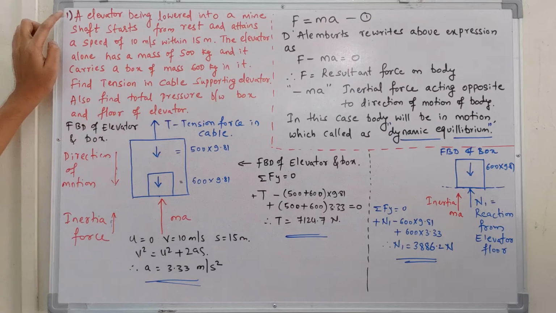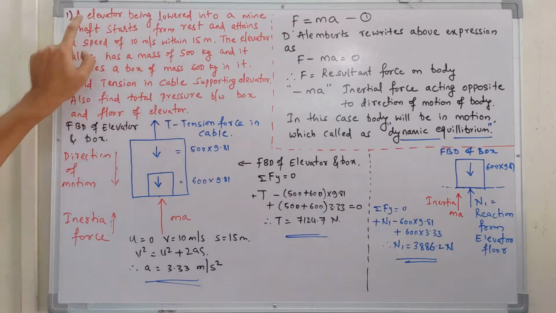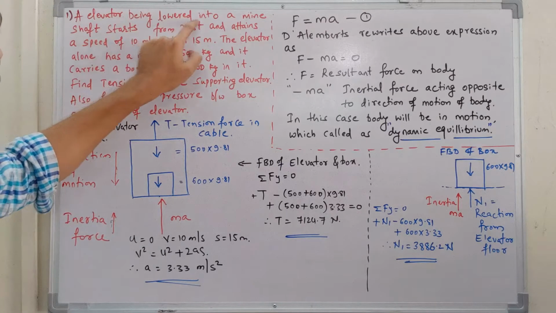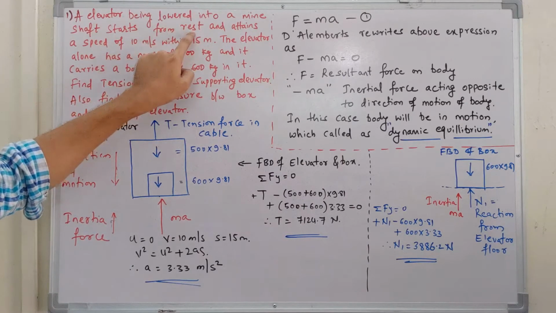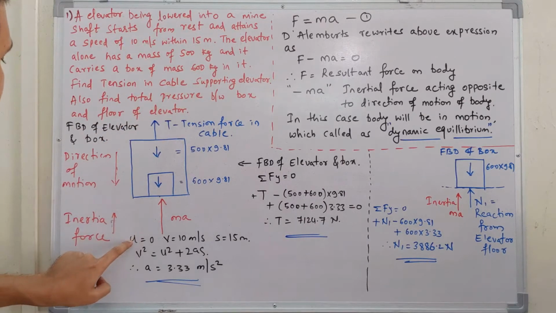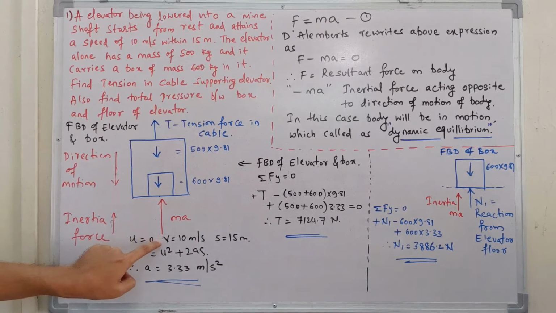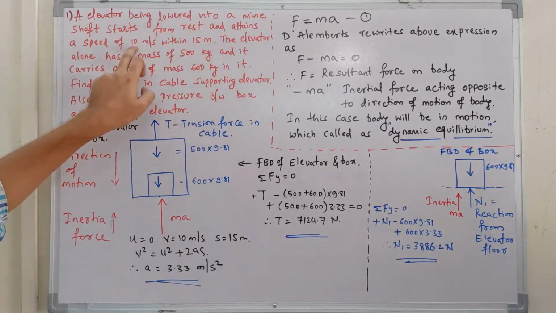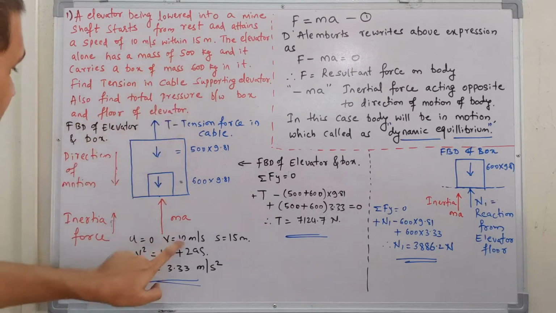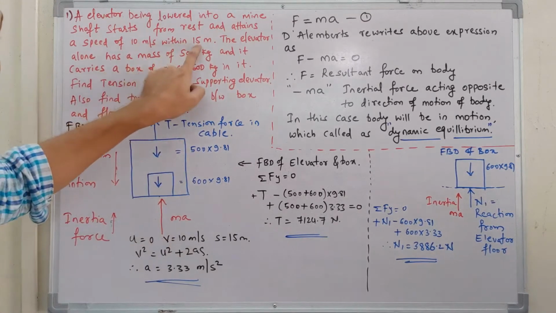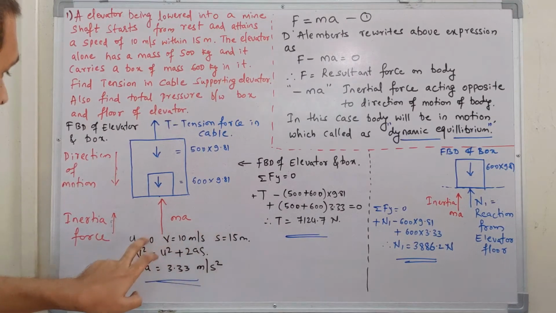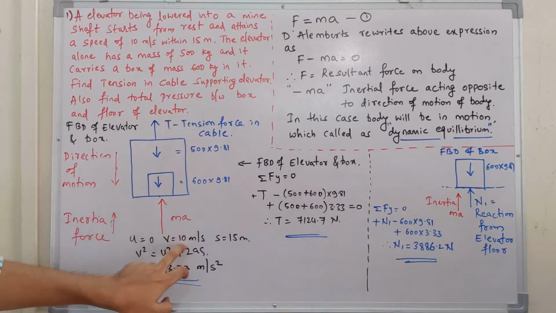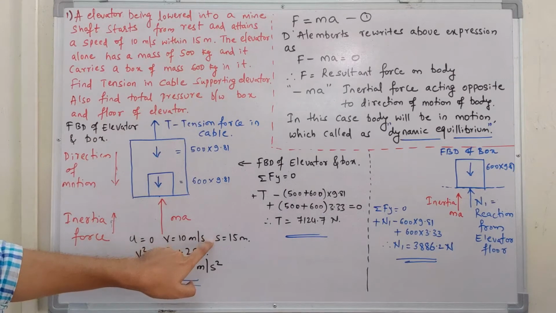We'll take one simple problem on that. An elevator being lowered into a mine shaft starts from rest, which means the initial velocity is 0 meter per second, and attains a speed of 10 meter per second, which means final velocity is 10 meter per second, within 15 meter. So after traveling a distance of 15 meter from rest, it attains a velocity of 10 meter per second. We have written down the same data here.